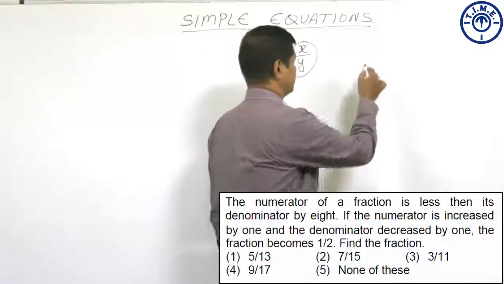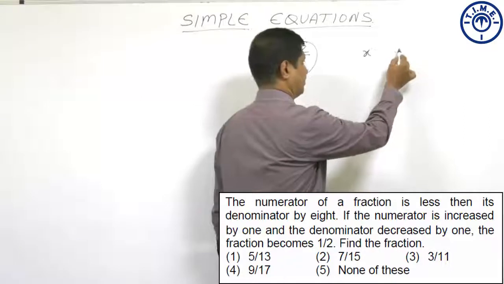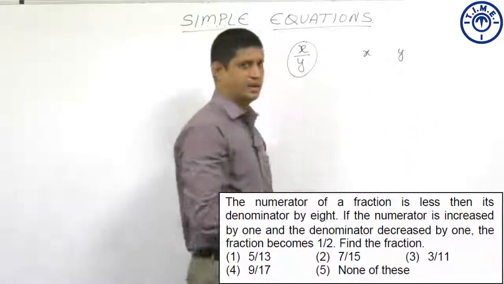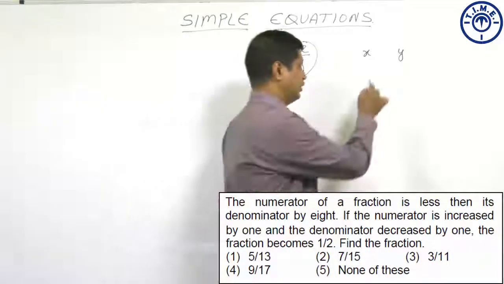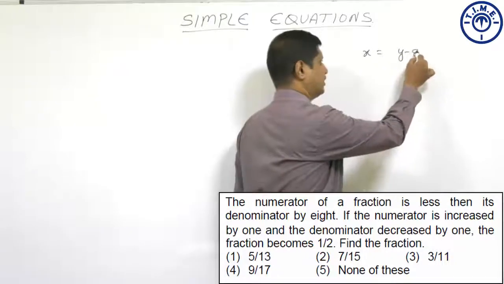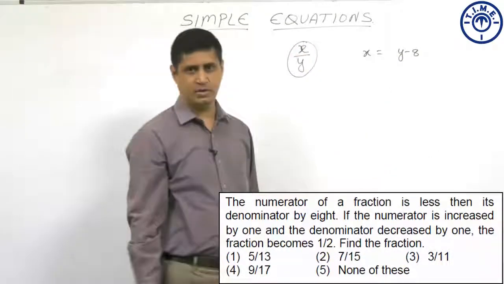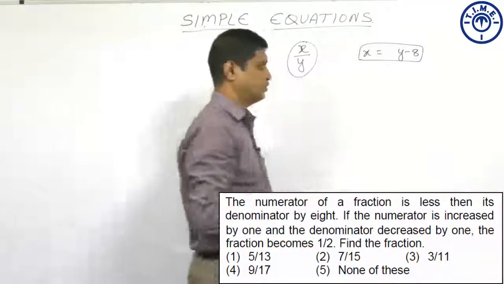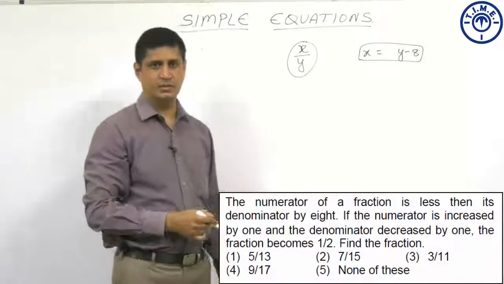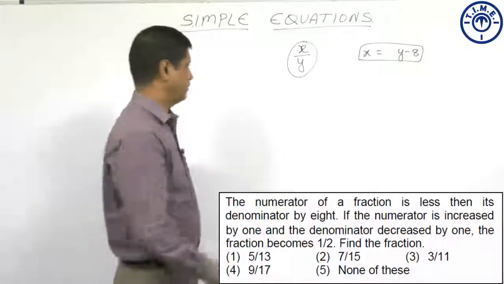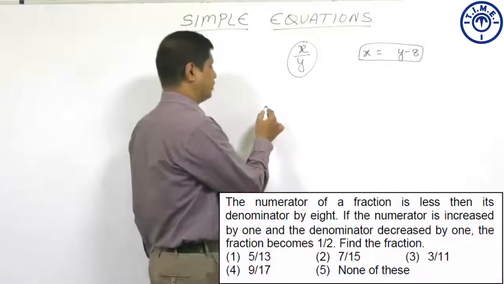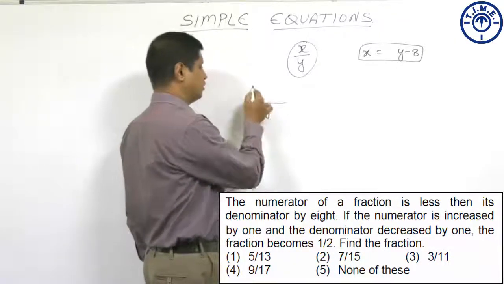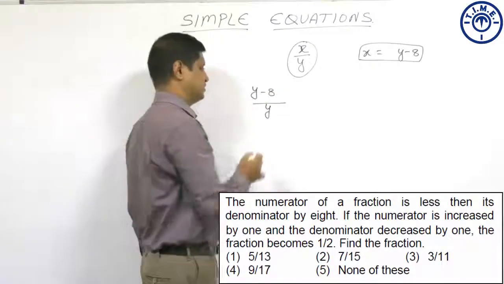So, when you assume the denominator as y, the numerator value is 8 less than its denominator. Means, what is the first condition? x is equal to y minus 8, when the value of the denominator is y. When the value of the denominator is y, the value of the numerator is y minus 8.